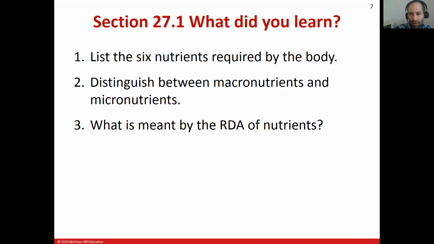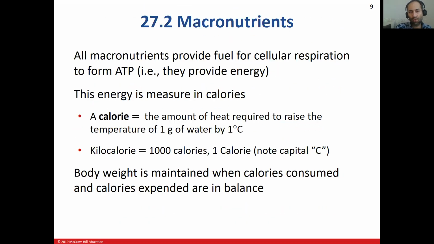Recommended dietary allowance of nutrients. How much of each type should you consume on a daily basis? So we get calories from the food that we eat, and a calorie is actually a unit not of energy necessarily, but of heat or temperature. In other words, a calorie is the amount of heat needed to raise the temperature of 1 gram of water by 1 degree Celsius. So the food that you're eating is thermal heat energy.